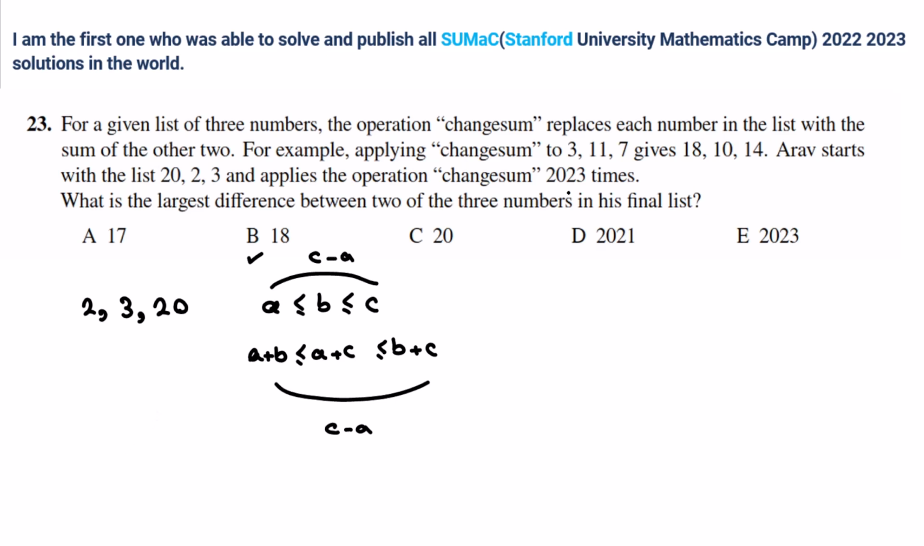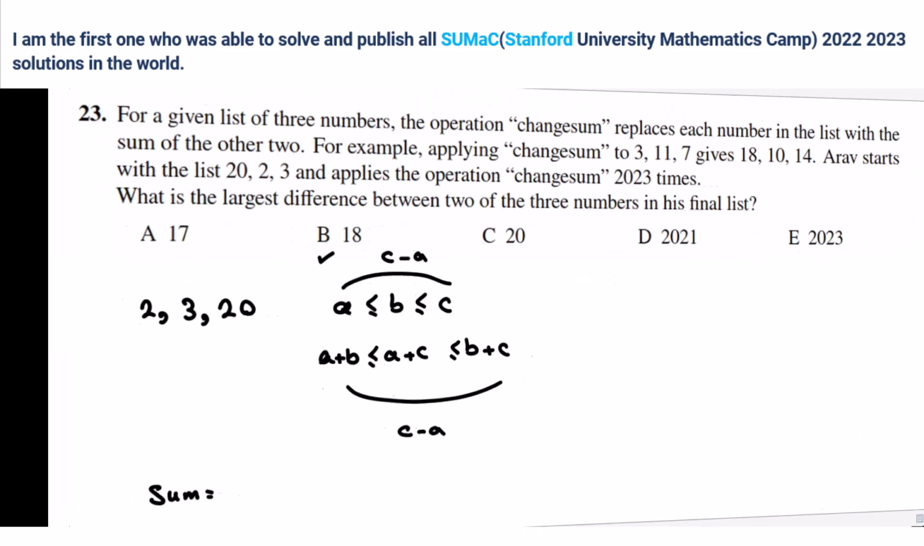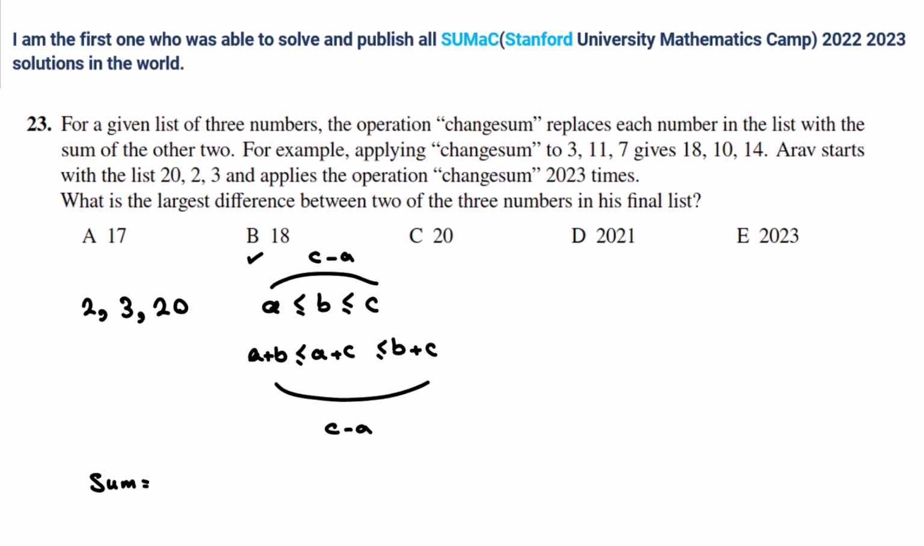Now, let me ask you something. If it says after 2023 times, what is the sum of our 3 numbers? It would be what? It would double each time. So it'd be 25 times 2 to the 2022. 25 times? 2 to the 2022. I mean 2023. Exactly.